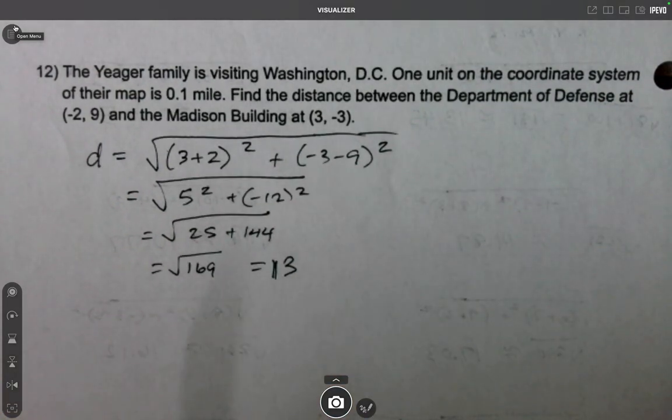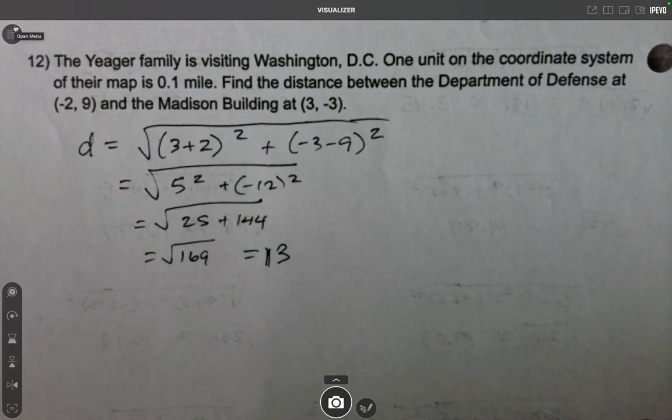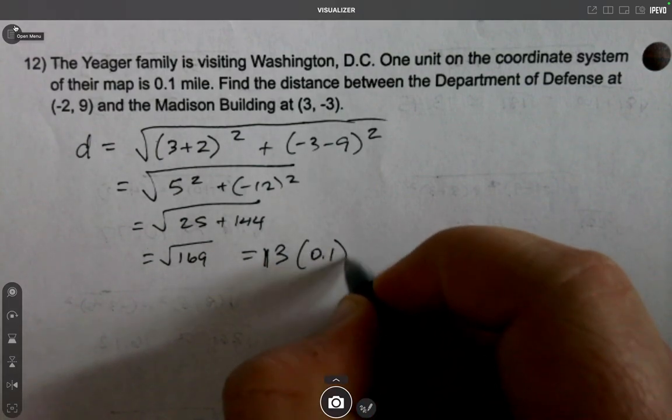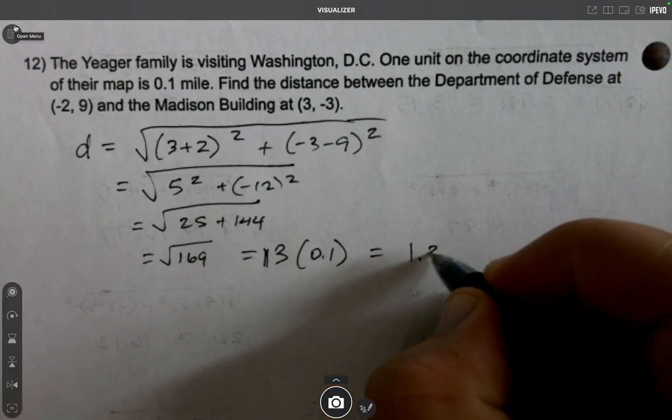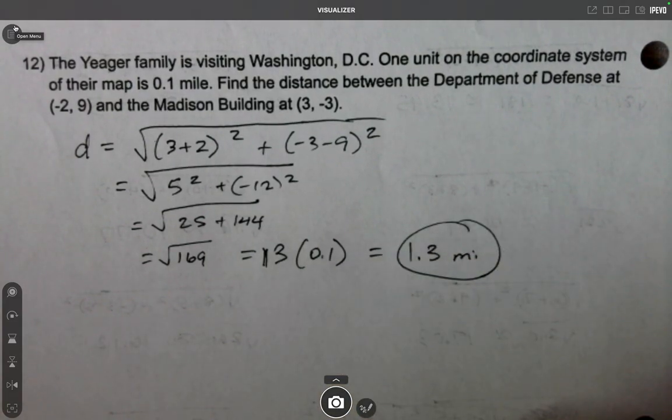Okay, but we want to look back at the problem to make sure we understand what we just found. We didn't find a distance yet. We just found how many blocks on the grid these two are apart. Because what the map says is each block on their coordinate grid is representative of 0.1 miles. So if one block is 0.1 miles, then we can multiply this by 0.1 to find out that the distance between those two buildings is 1.3 miles.